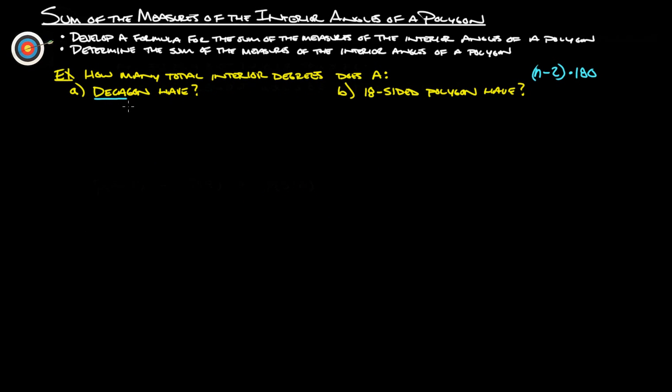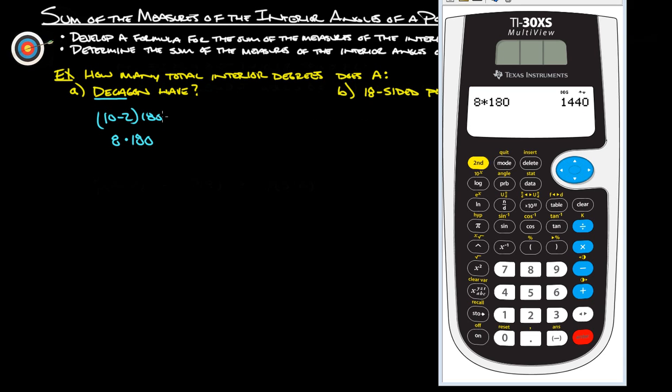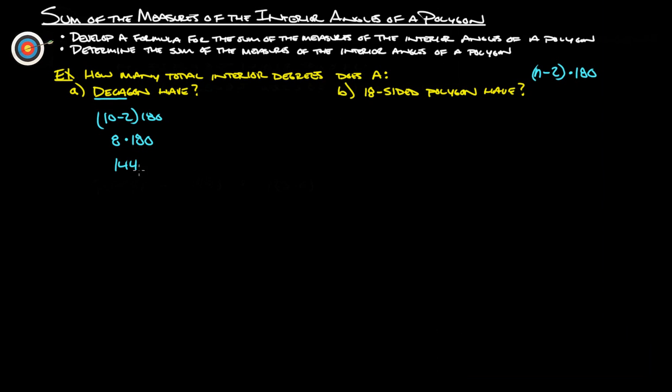The way I always remember deca is that decathlon is an Olympic event, and that's when they have 10 events that they have to do. So that's going to be 10 minus 2 times 180. It's going to be 8 times 180. Do that on our calculator, and we get 1,440 degrees.